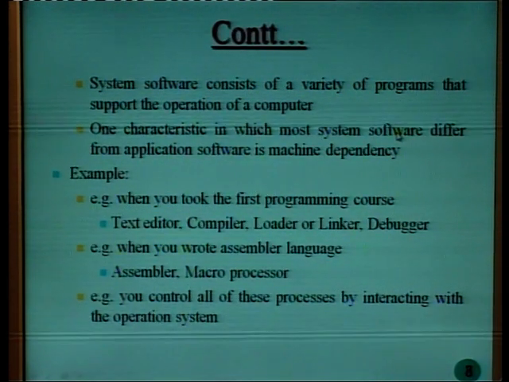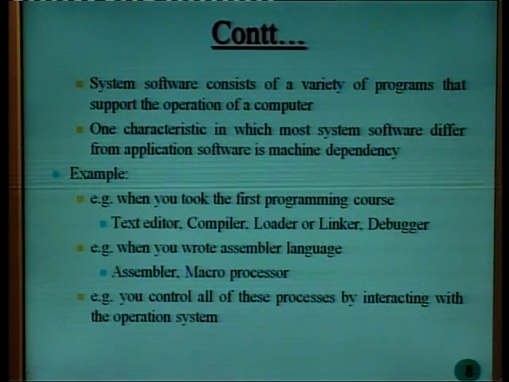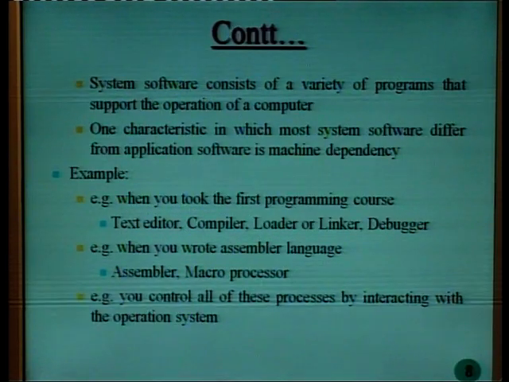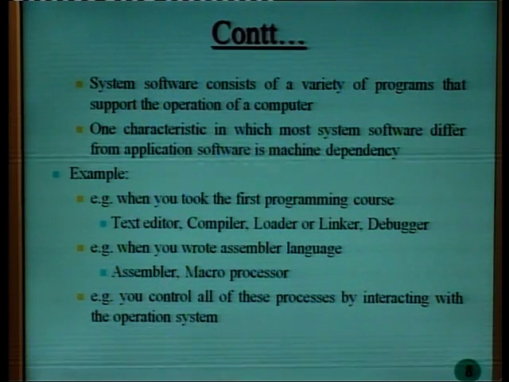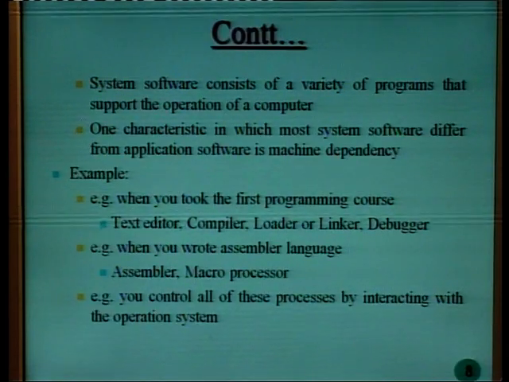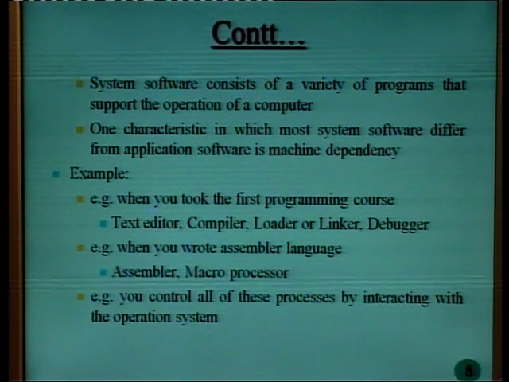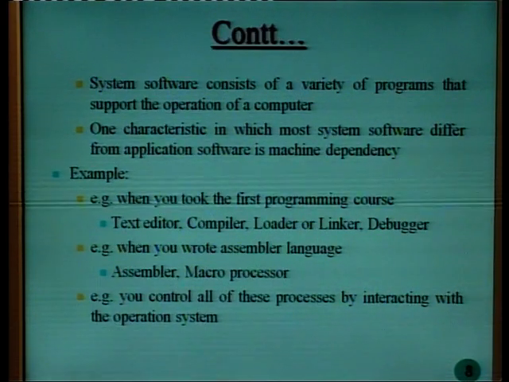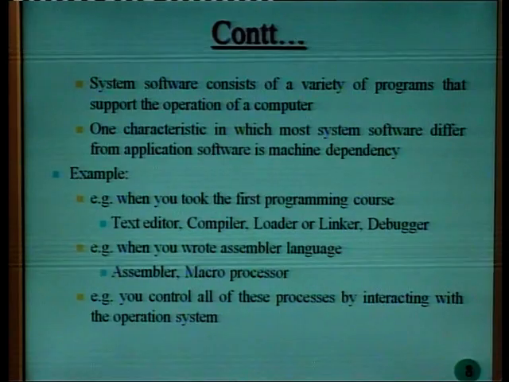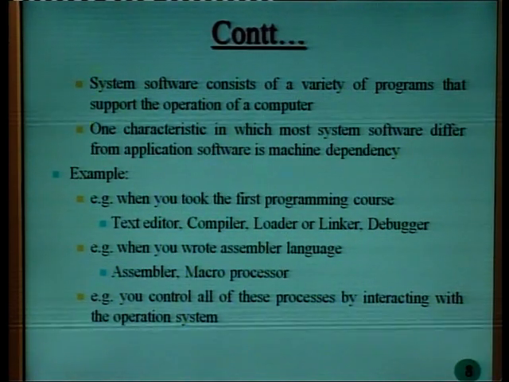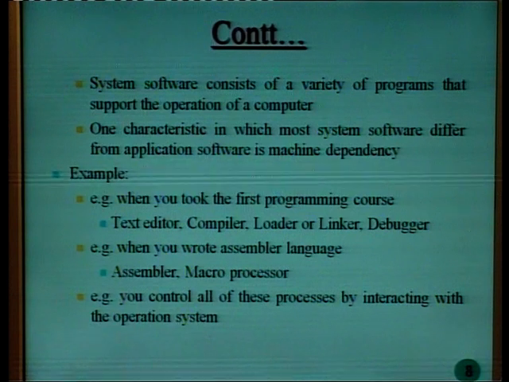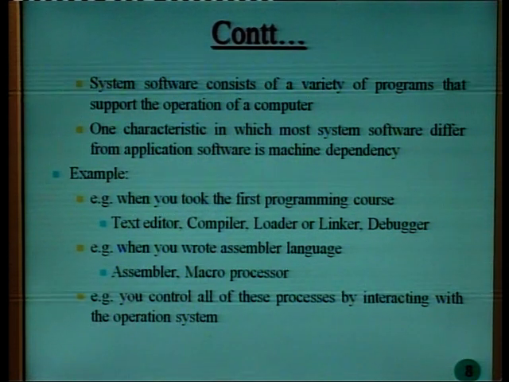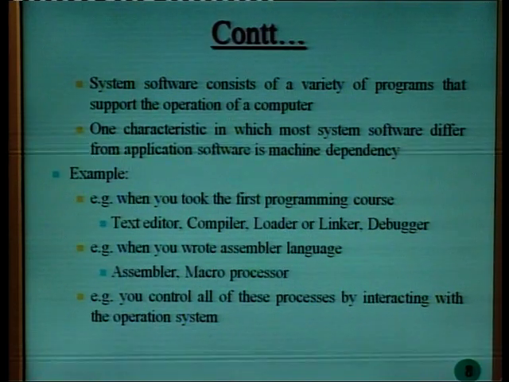System software generally consists of a variety of programs that support the operation of the computer system, and one characteristic in which most system software differs from application software is machine dependency. System software is designed according to the architecture of the machine, whereas application software is common, or you can say it has hardware portability. For example, in a first programming course we have a text editor, compiler, loader, and linkers. One by one we will explain these system software.